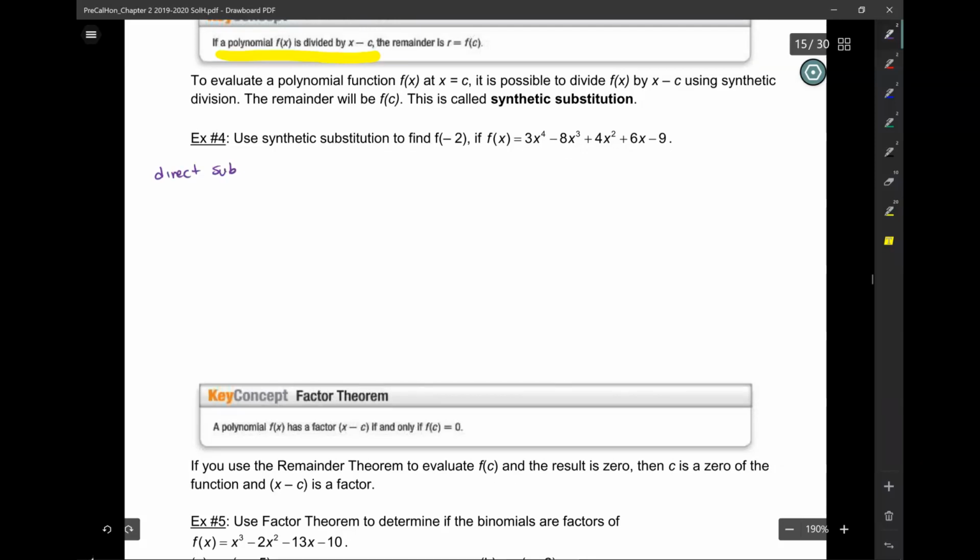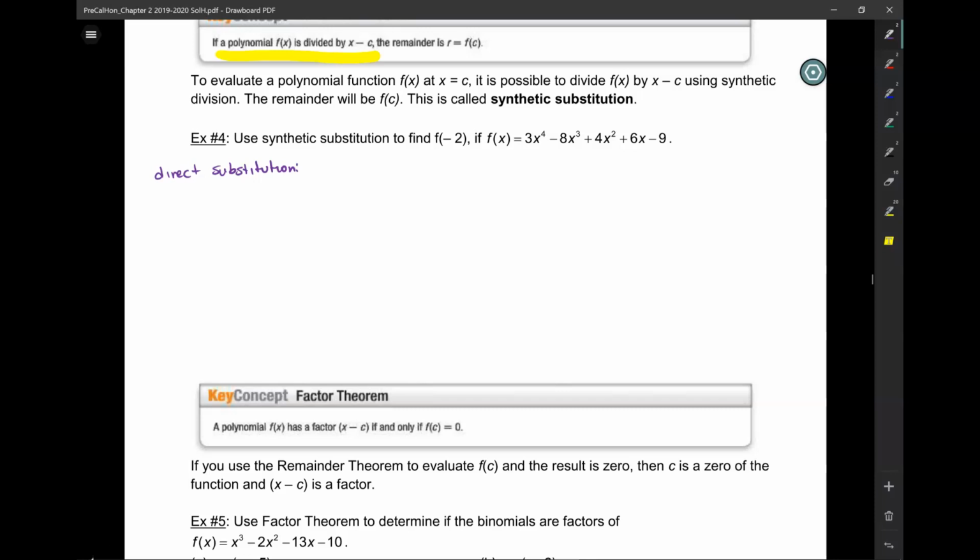On a test, would you just give us a function and say divide it, or would you say use synthetic or use long division? I am very specific on the test. I say, divide using long division, divide using synthetic division. Find f of negative 2 using direct substitution, synthetic substitution. I need you to know all of the different terminologies.